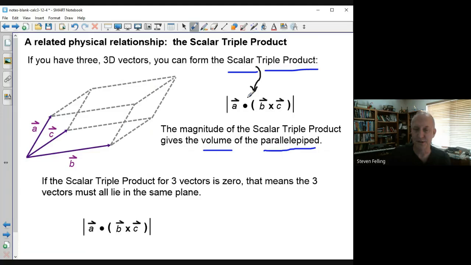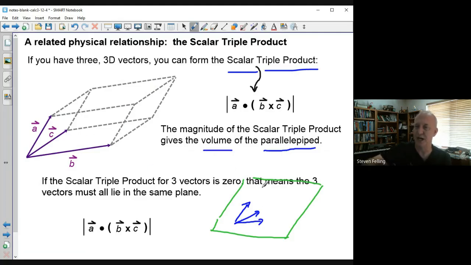Right? And what that means is that if you want to determine whether or not three vectors all lie in the same plane, so if these vectors all lie in the same plane, let's say we had some sort of a plane in three-dimensional space, and all three of these vectors were lying in the same plane, then this parallelepiped would have zero volume, right?